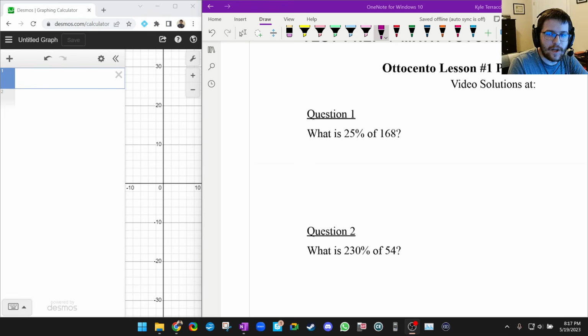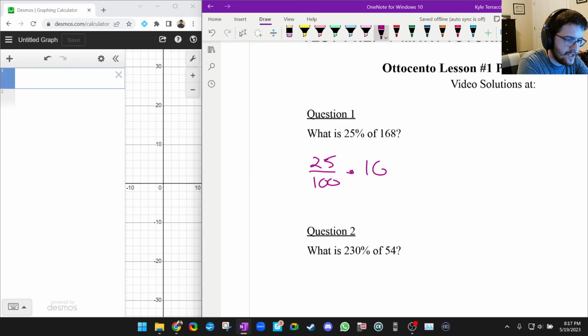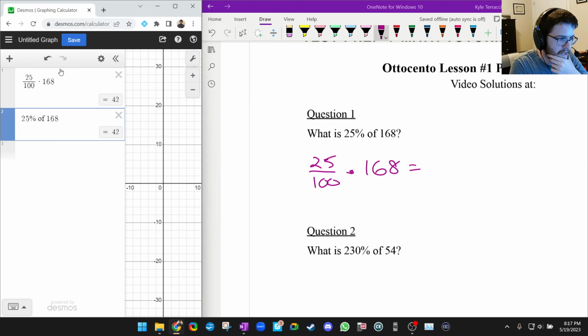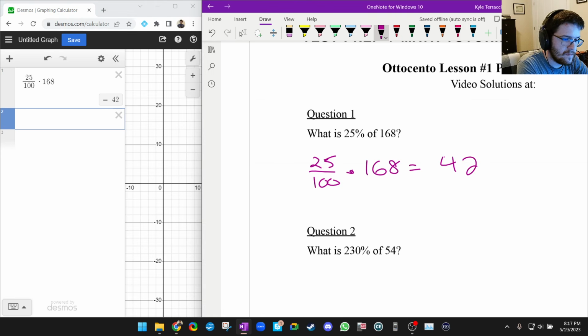Okay, time for the final review. So 25% of 168. We're going to divide by 100 and change the of to multiplication. Of course, we could also straight up type in 25% and it'll put of. But like I said many times, I recommend you do it the old-fashioned way so that you remember the mechanics for when you come across harder problems. So the answer to this guy is 42.